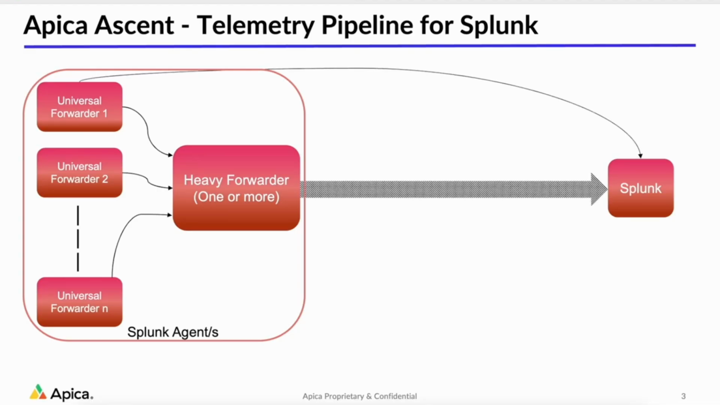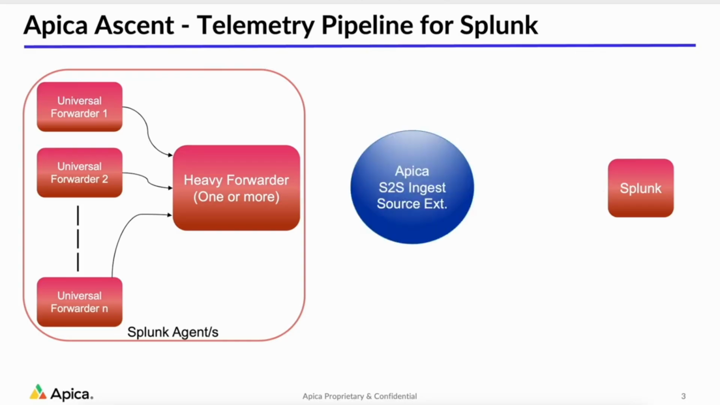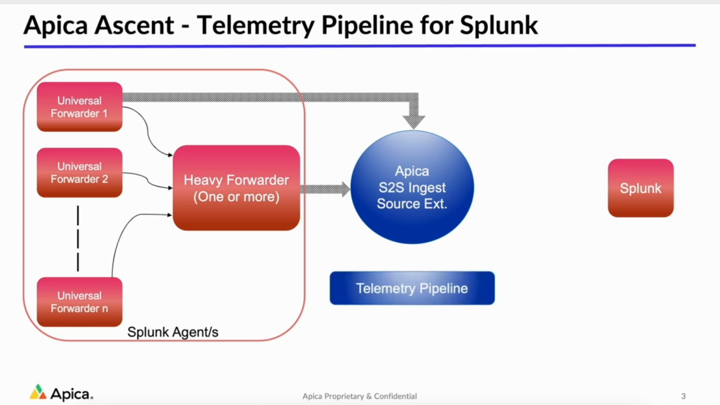At Apica, we simplify and optimize this process. We position ourselves between the Splunk agents and the Splunk indexer, receiving data from all available sources, including heavy forwarders and universal forwarders. From there, we process the data through our telemetry pipeline before forwarding it to Splunk.